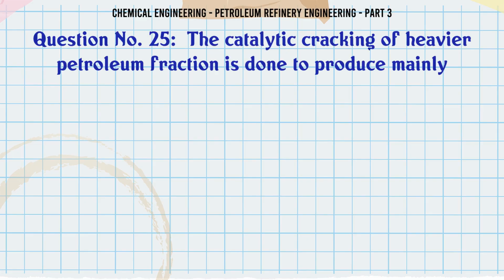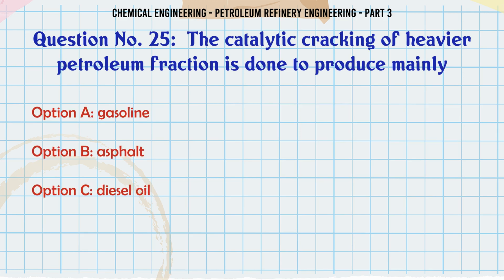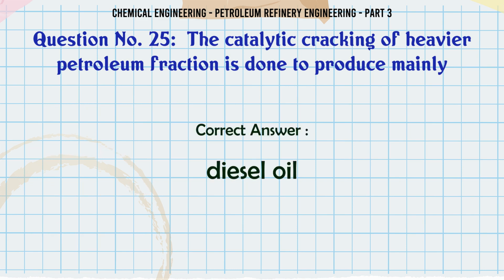The catalytic cracking of heavier petroleum fraction is done to produce mainly A. gasoline, B. asphalt, C. diesel oil, D. tar. The correct answer is diesel oil.